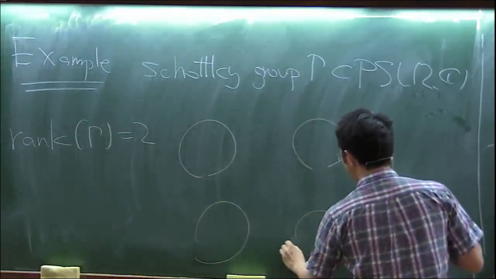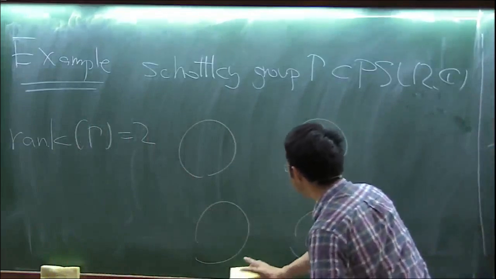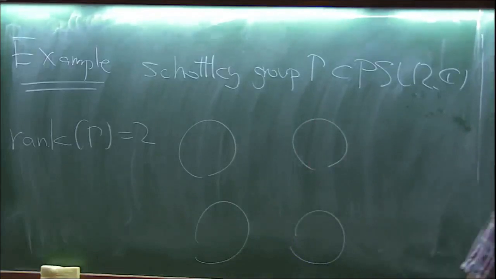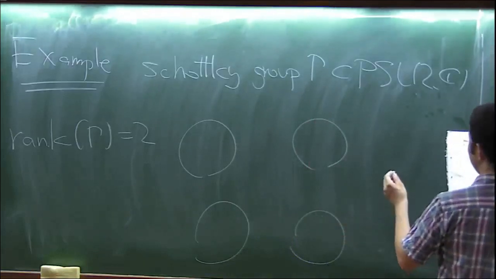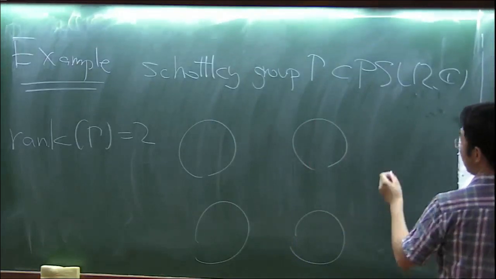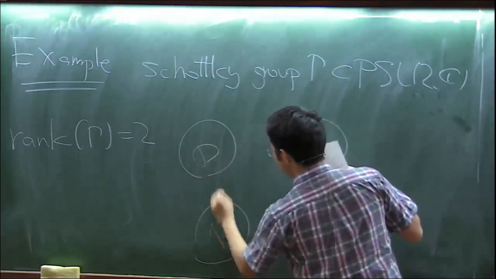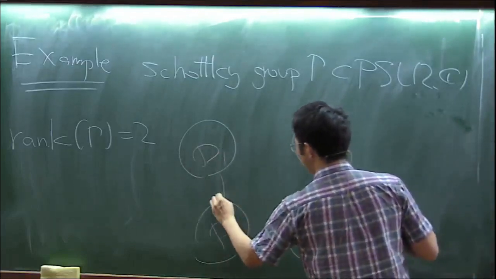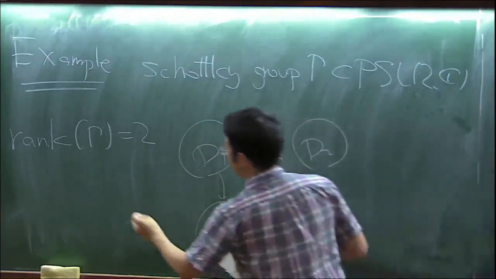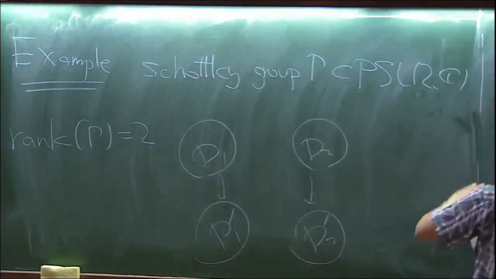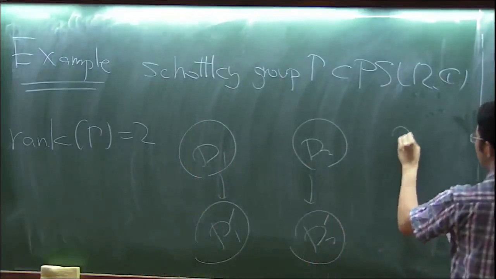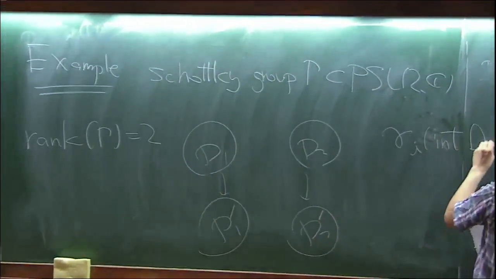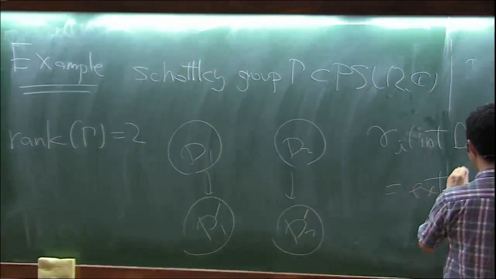We take 4 disjoint disks. They don't need to be round, like a geometric round disk, but that's not too important for this talk. D1, D1 prime, D2, D2 prime. Then it's a rank 2 free group, so you take a generating set. Gamma i takes the interior of Di to the exterior of Di prime.